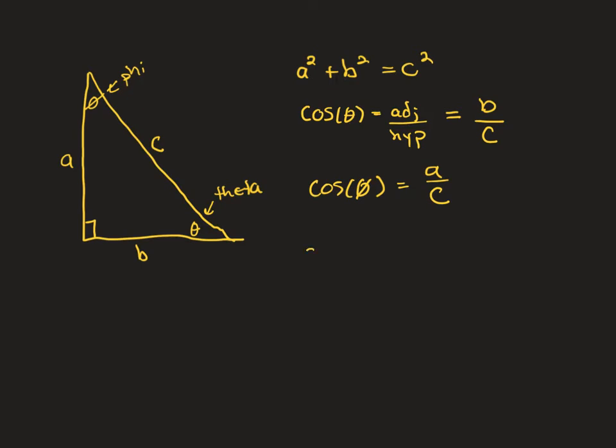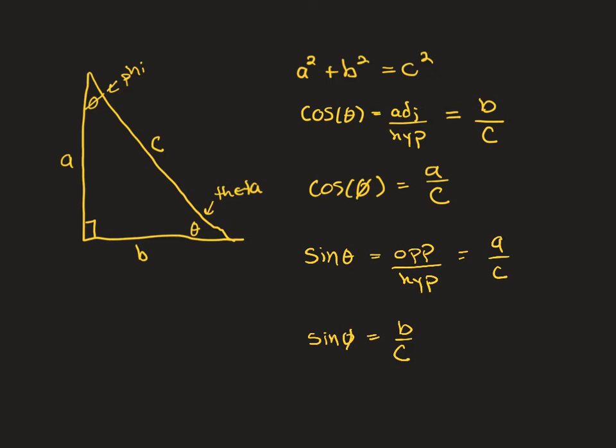Sine is going to be very similar, so the sine of theta is going to equal opposite over hypotenuse, which is going to be a over c, since a is the opposite side to theta. The sine of phi is going to be the opposite over the hypotenuse. It's going to be b over c, because the side opposite to phi is b.